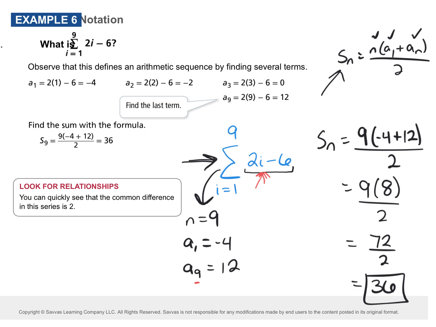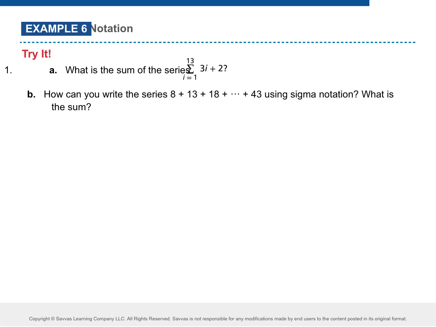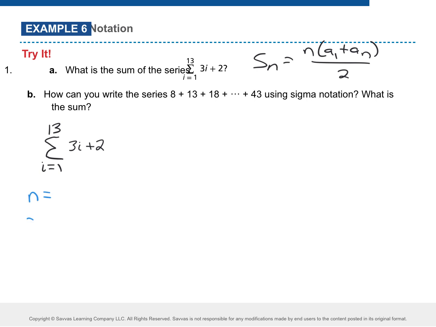Okay? At your example 6, example 6a. You guys have the sum where it says 13 and i equals 1 and you have 3i plus 2. Everyone following? Okay, let's break this apart. First off, in order to use this formula, what are the 3 things that I need? an, a1, and n. I need n, a1, and an.